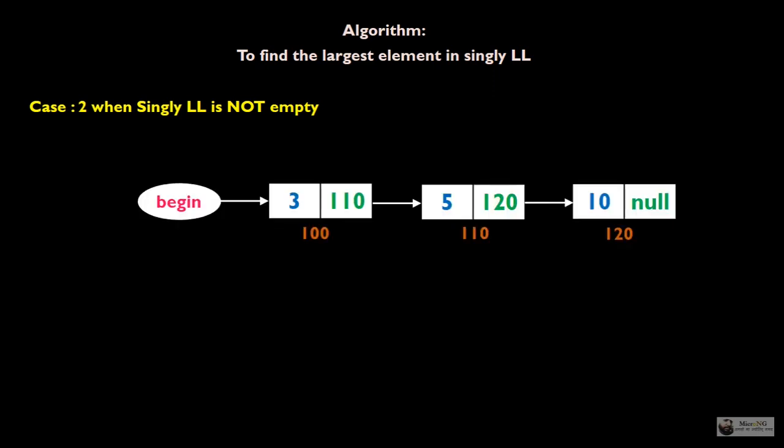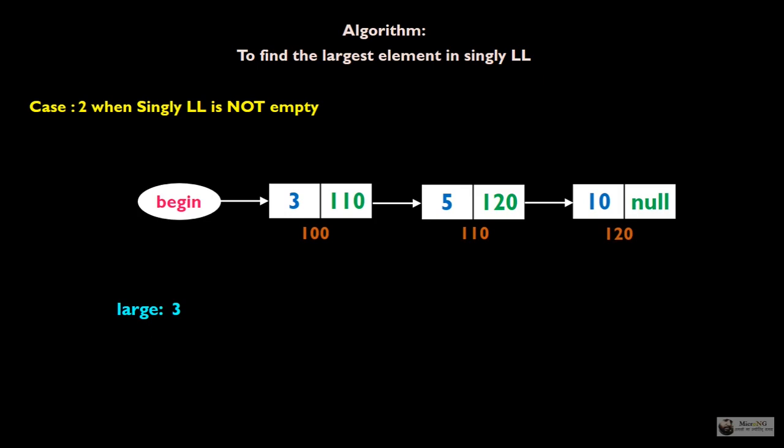So we may have a set of nodes and the begin will be pointing to the first node. When begin is not null, that means the single linked list is not empty. In this case, we can see that we have three nodes with values 3, 5 and 10. Now out of these, we need to find out which is the largest value. In order to do this, first we assign the value of the first node as the large value. The first node is pointed to by begin.